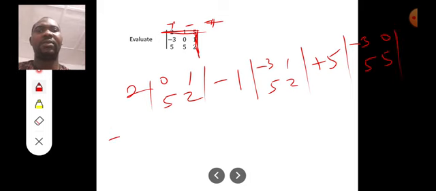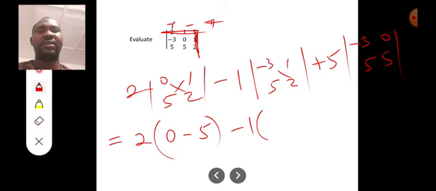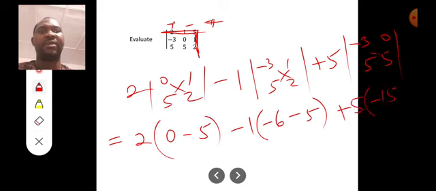Now this will now be equal to 2 times, here 0 times 2 minus this. That's 0 minus 5. Okay. Then minus 1 into minus 3 times 2 is minus 6. Then minus 5 times 1 is 5. And here plus 5 minus 3 times 5 is minus 15. Minus 0 times 5 is 0.